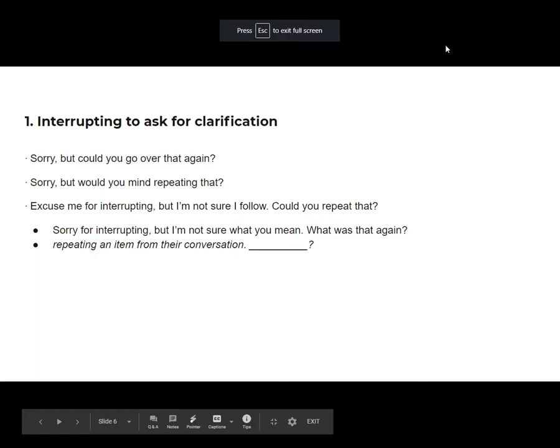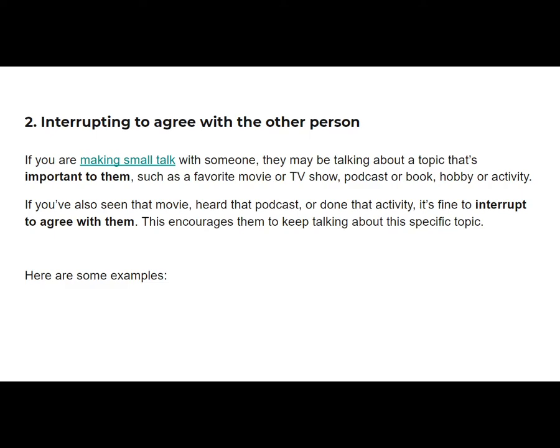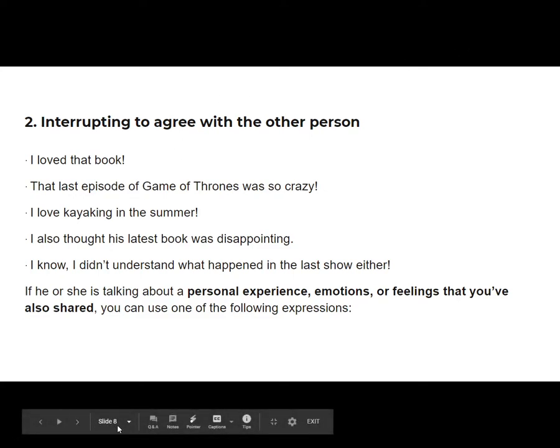Another reason that we might interrupt someone is to agree with them. If they're talking about something that's important, it's a nice way to keep them talking, to show that you share their interest. And this encourages them to keep talking about this specific topic, whether it be sports or a TV show, podcast, anything really. So some examples, obviously the content words, like the book and the individual things.